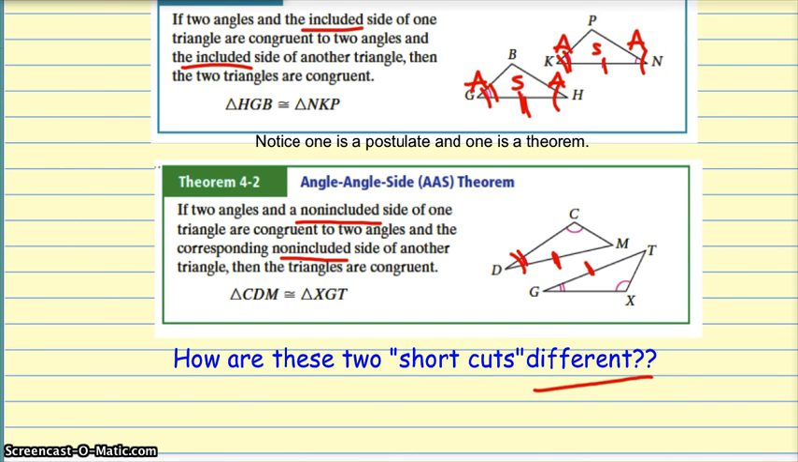So I have a single. Over here I have the double angle, the single angle, and the side. To be included, it would need to be here in the green. It's not there, it's on the other side, so it is not included.